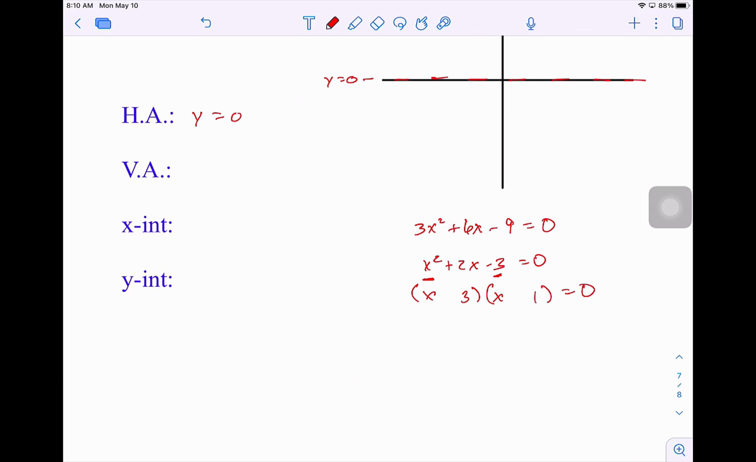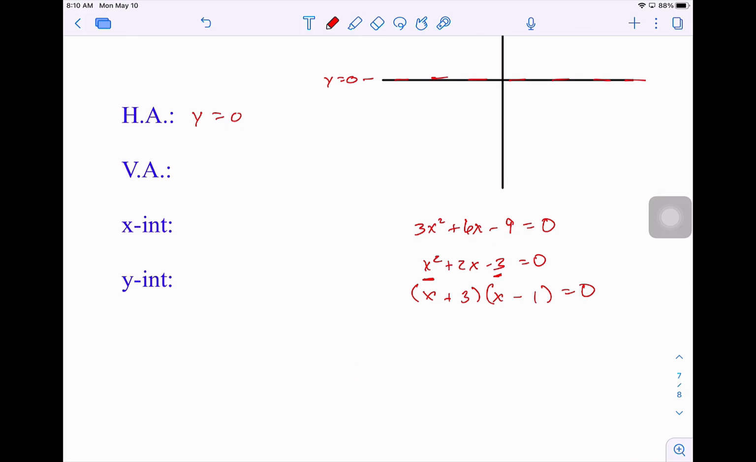And since it's a negative 3, we know we're going to have one positive and one negative. And since we're looking at the middle term here, we need those two numbers to add to the middle term and multiply to the last one. So in this case, we need a positive 3 and a negative 1. There's your factoring.